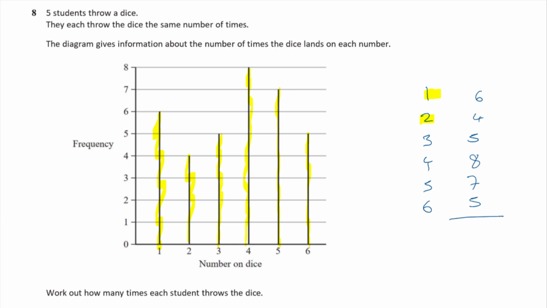Okay. Now I want to know how much that adds up to, so I'm just going to add that up then. 6 plus 4 is 10, plus 5 is 15, plus 8 is 23, plus 7 is 30, and plus 5, that adds up to 35. So there were 35 throws altogether.